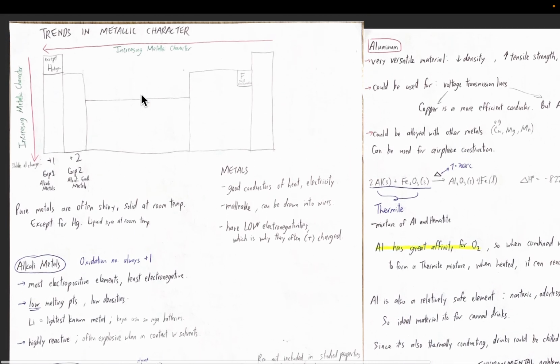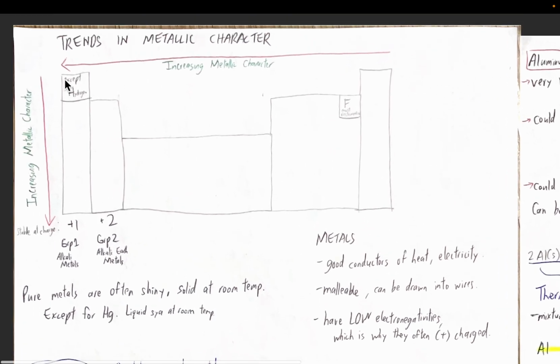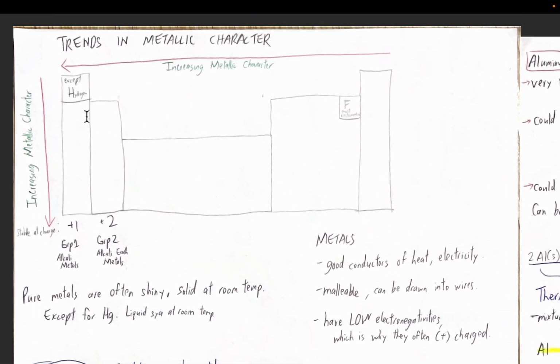Okay, I think this is my favorite part. Trends in metallic character. I think this has a positive relationship with electropositivity. That's very important in our lesson. I'll just have to confirm it. Relationship between metallic character and electropositivity. Oh, okay, that's good.